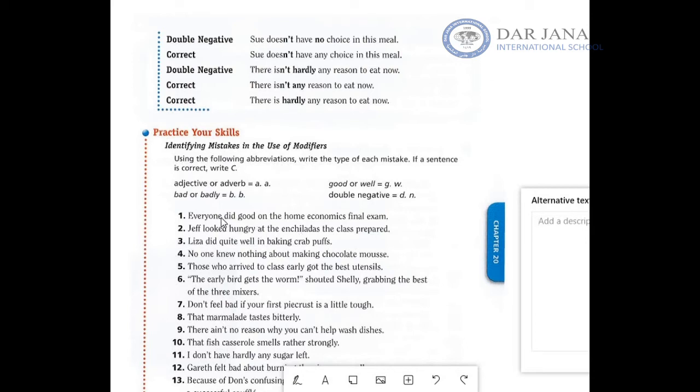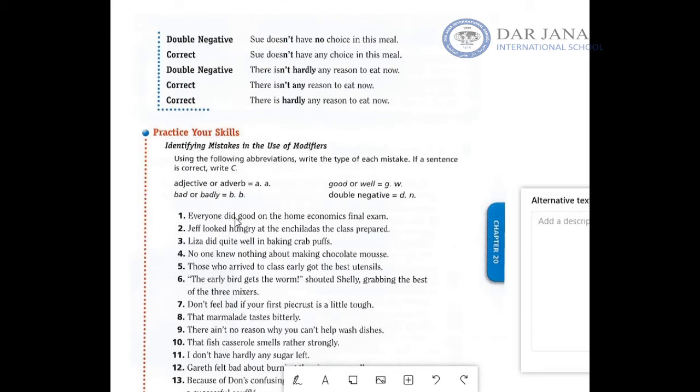Sentence number 1. Everyone did good on the home economics final exam. Good is an adjective, but it should modify the verb did, and did is an action verb, so good is incorrect. It should be well. Everyone did well on the home economics final exam.